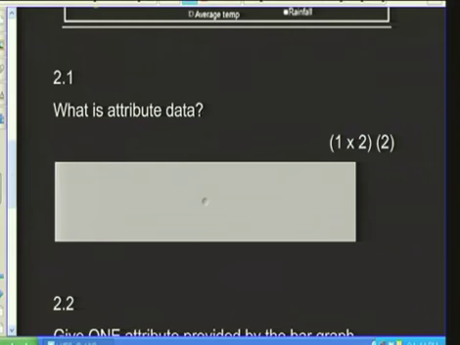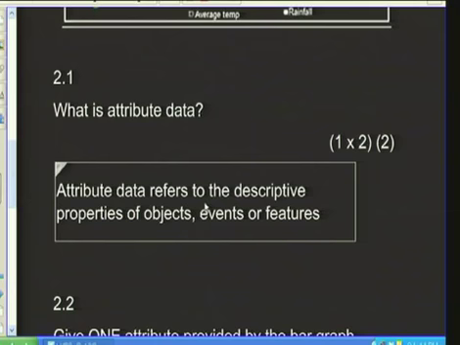So they've asked us again, what is attribute data? Remember, it's descriptive data. Attribute data refers to the descriptive properties of objects, events, or features. It's information. It describes the information itself.